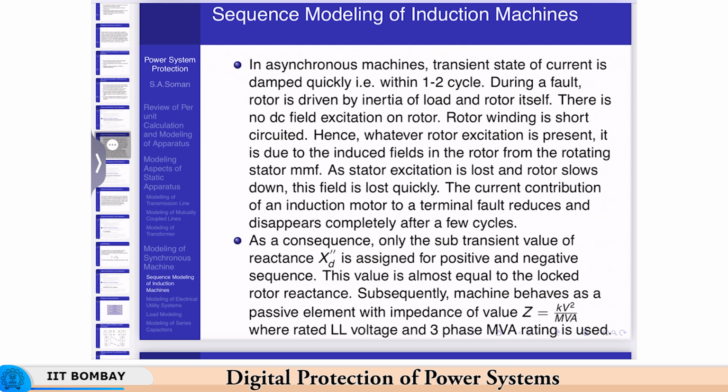So during a fault, the only thing keeping the rotor rotating is the inertia of the load and the rotor itself. There is no DC field excitation on the rotor, unlike that of a synchronous machine, either a generator or a motor. And the rotor winding is generally short circuited. So whatever fields are there due to the rotor currents will collapse in a matter of a few cycles. So the current contribution of the induction motor reduces and dies out completely after those few cycles.